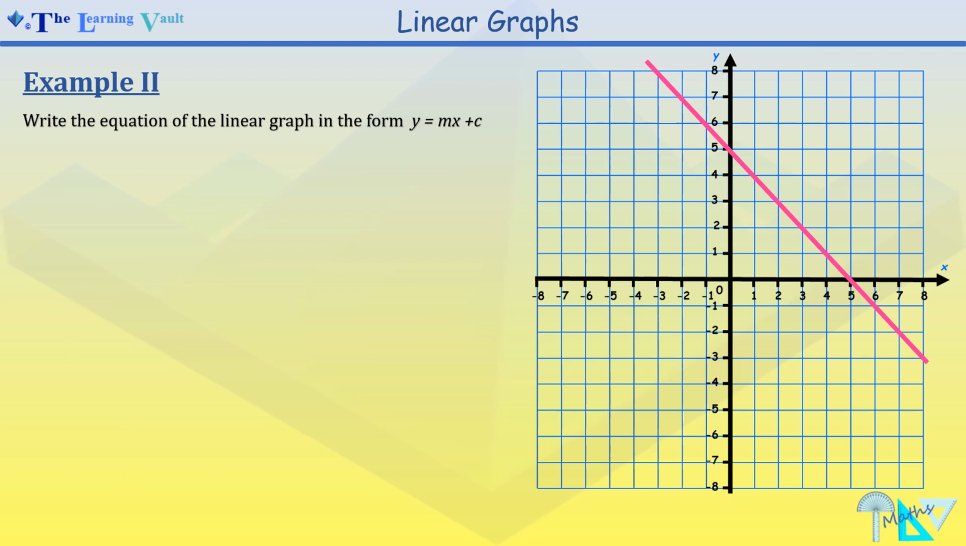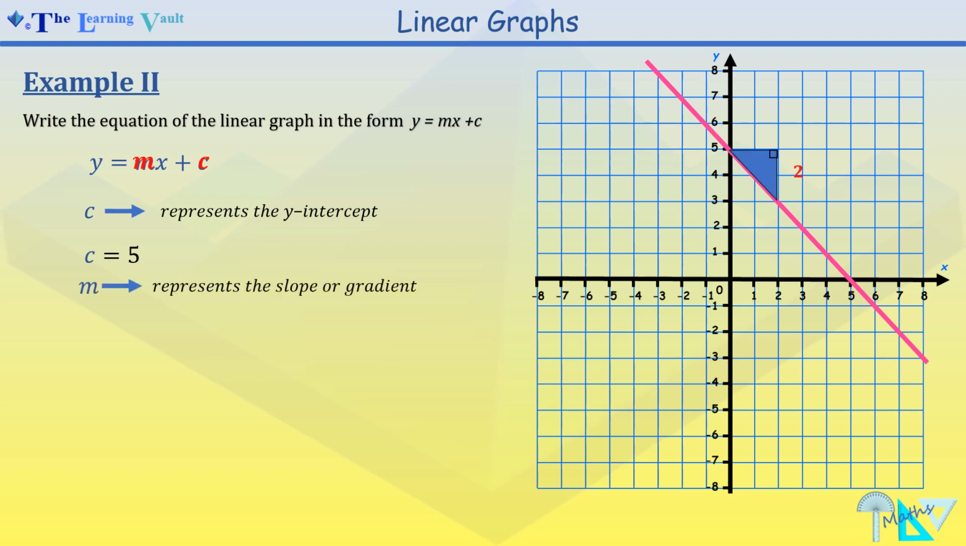Example 2. Now from this graph, we can identify that the intercept is 5. So c equals 5 because the line cuts the y-axis at 5. Now to work out our m, which is our gradient, we can form our right angle to find the change in y over the change in x. So we have it as 2 over 2, which equals 1. And because it's going in a negative direction, our gradient is minus 1.